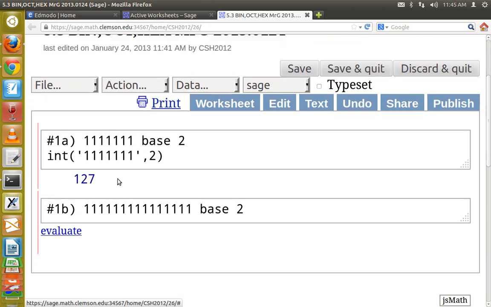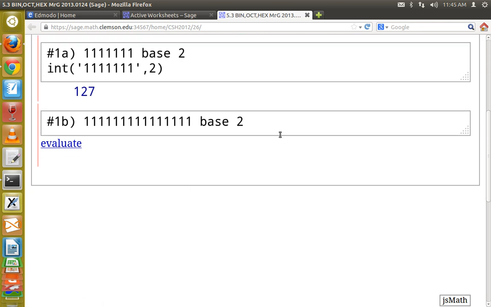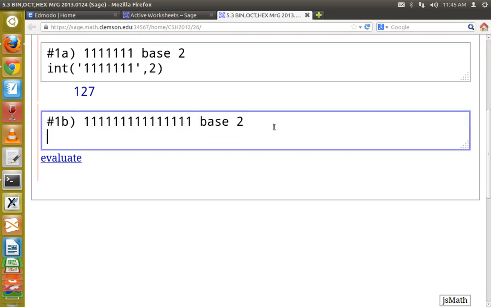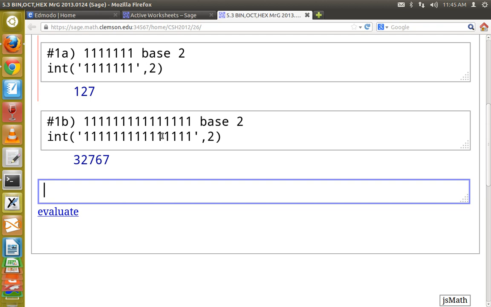Well, the first one is 7, and this one's 15. All right, so let's go straight to asking Sage. Int of that in quotes. Just copy it. Comma 2. Okay. 2 to the 15th minus 1. So what is 2 to the 15th then? 32,768. Perfect. Very nice.